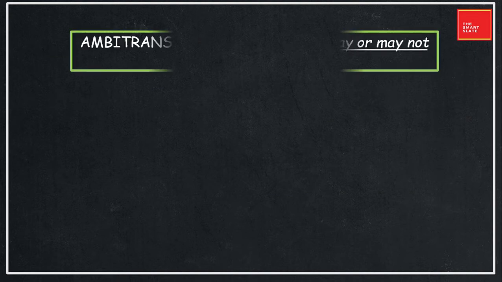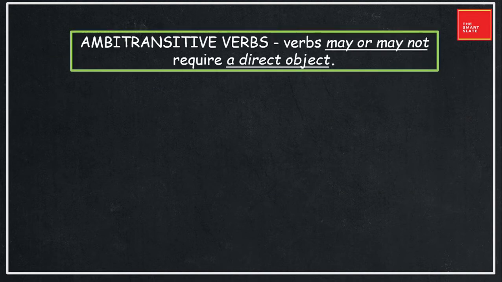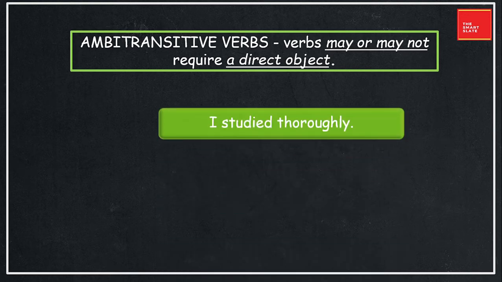Now we'll understand ambitransitive verbs. These are the verbs which may or may not require a direct object. I studied thoroughly. In this particular sentence, there is no object, whereas what I can understand here is such verbs are adverbial in nature. When you use the verb intransitively, usually because you do not have any object, the verb you use intransitively is of adverbial nature. That means you have adverbs at the end of the sentence, like farmer grows wheat or wheat grows well. So when you say wheat grows well, well is the adverb. I studied thoroughly, thoroughly is the adverb.